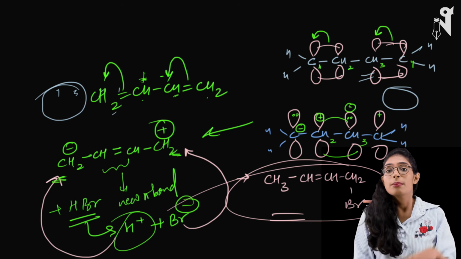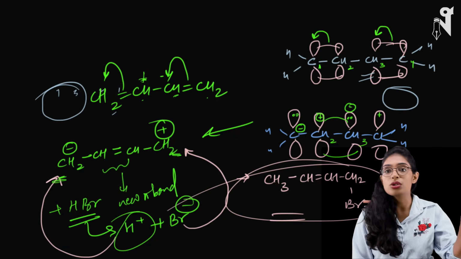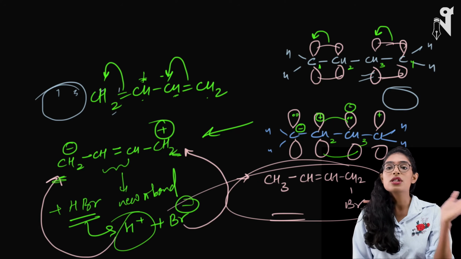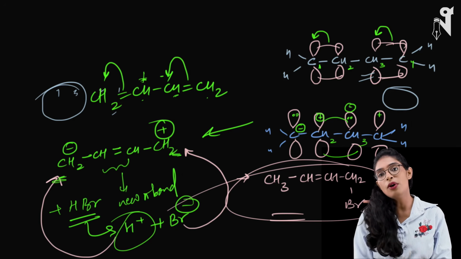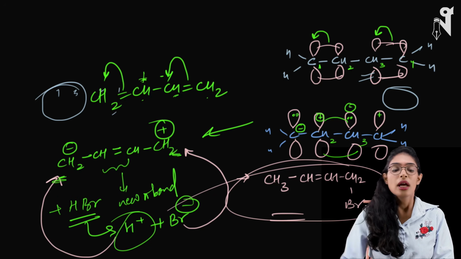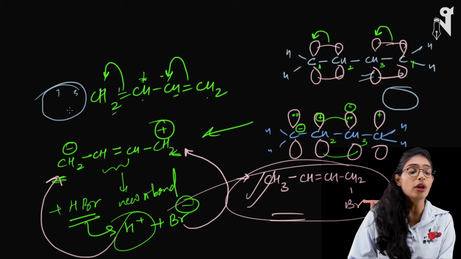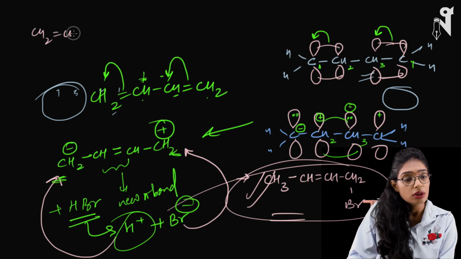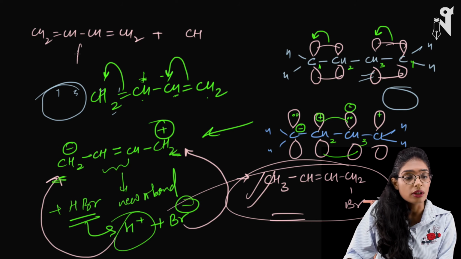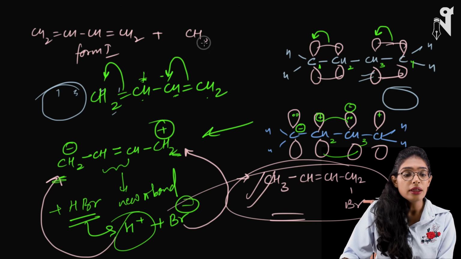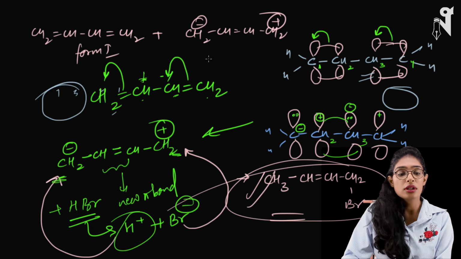And how did we get it? Basically, the shifting of the pi electrons happened from one place to another in the conjugation, where all the p orbitals were parallel. They just shifted from one place to another. Old bonds got broken, new bonds formed, and a new structure got created, and that structure gave us this product. So basically, my molecule does exist in this form, and it also exists in this form. So this is form 1, and this is form 2.